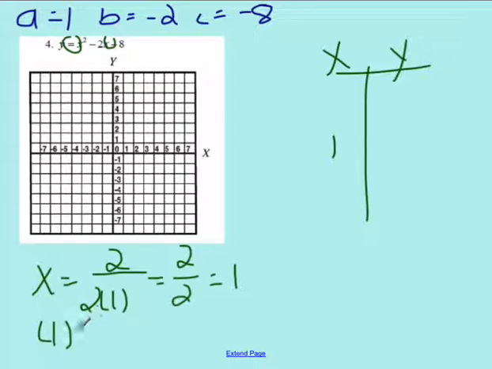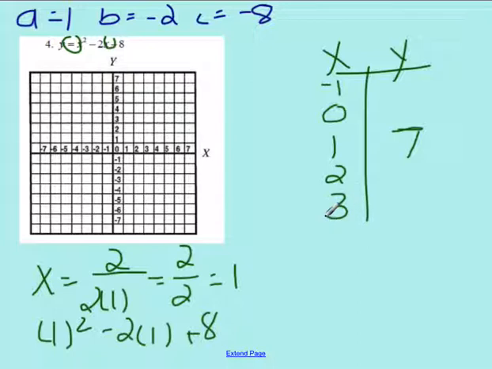And now I'm going to plug in my x-coordinate. So then I get 1 squared minus 2 times 1 plus 8. When I punch that into my calculator, that's going to give you 7. Okay, so this is equal to 7. So now I'm going to go down this way, and I'm going to go up this way.